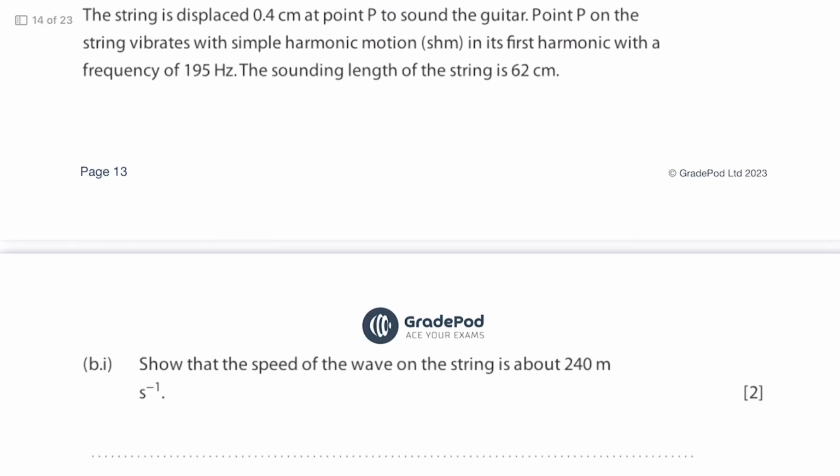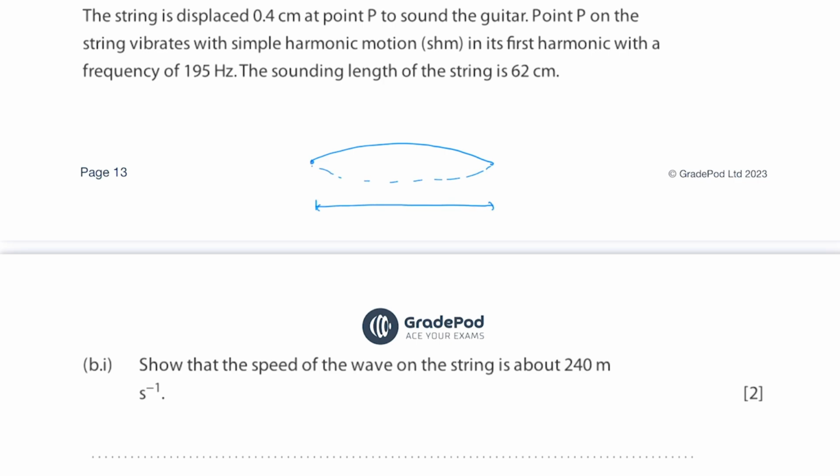The string is displaced 0.4 centimetres at point P to sound the guitar. Okay, I'm going to draw a diagram here. So we've got 2 fixed ends and we have a standing wave formed. The length between these 2 fixed ends, as shown in the diagram, was 0.62 metres or 62 centimetres. And this is the equilibrium point. And what this question says is the string is displaced 0.4 centimetres, so it's got an amplitude of 0.4 centimetres.